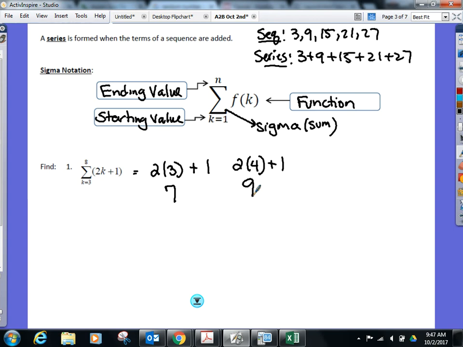Which number next? 5. Go ahead. 2 times 5 plus 1. So that'll be 11. What number next? 6. When do I stop plugging in numbers? When I end up plugging in the ending value, 8.